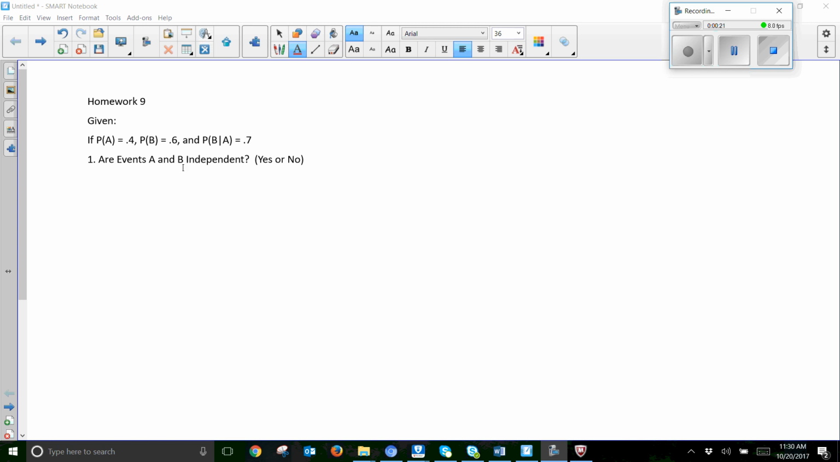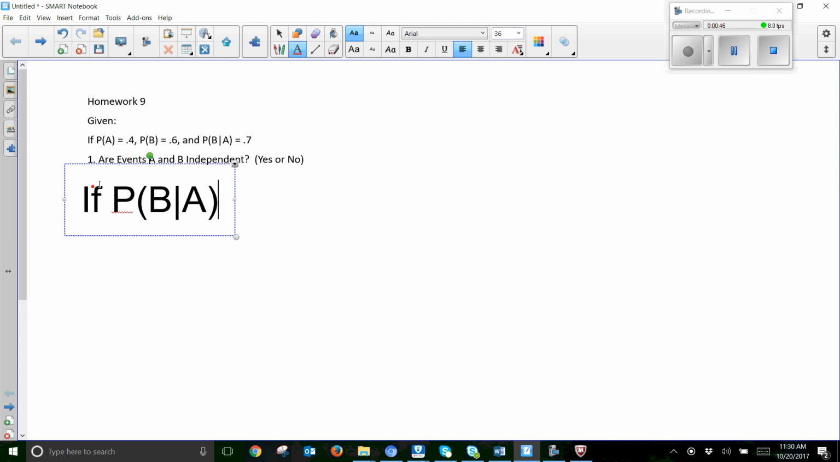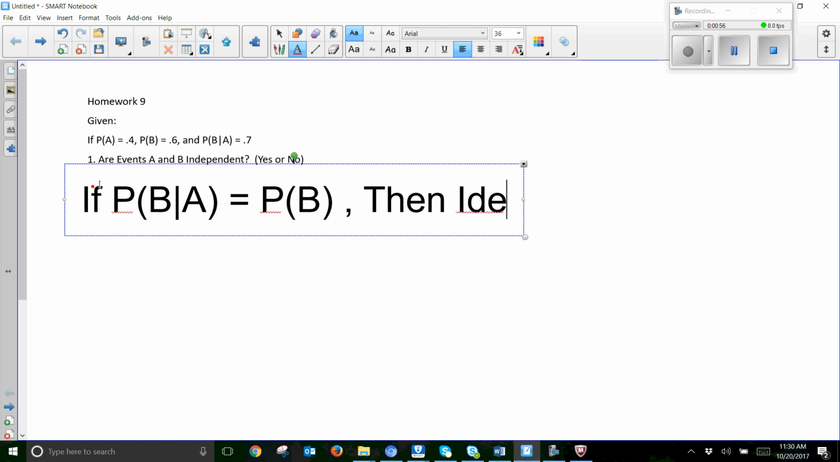So one of our tests for independence is if the probability of B given A has already occurred is equal to the probability of B, then this implies independence.